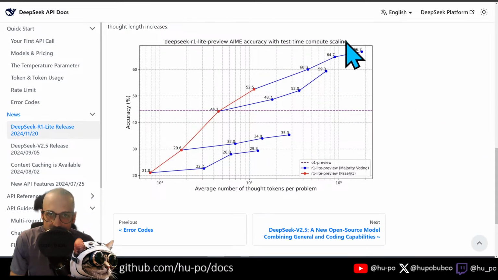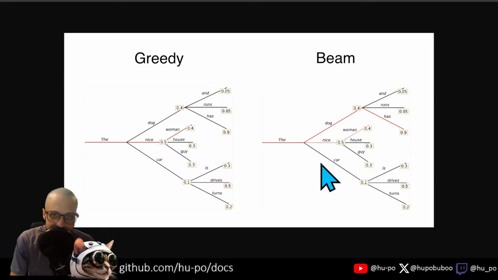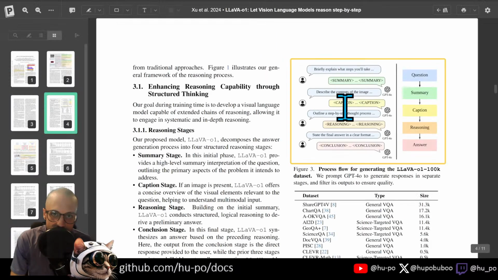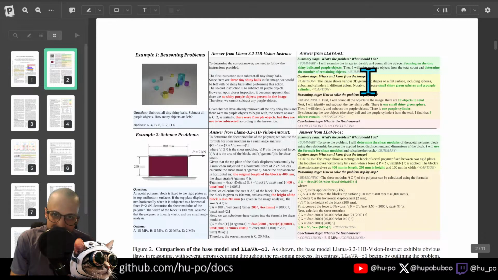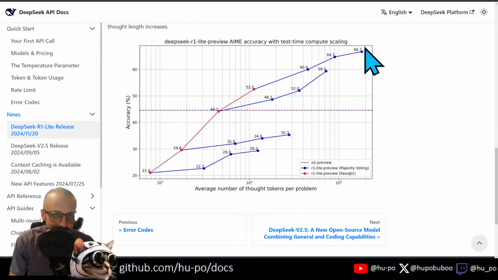Accuracy with test time compute scaling. So test time compute scaling is basically this here. Test time compute is how much time you are spending on this, how much time you are spending outputting these intermediate tokens before you actually get to the token that you want. So test time compute scaling means that the more you scale this, the more tokens you use for this reasoning, the better the final answer is. And that's basically what they're showing you here.